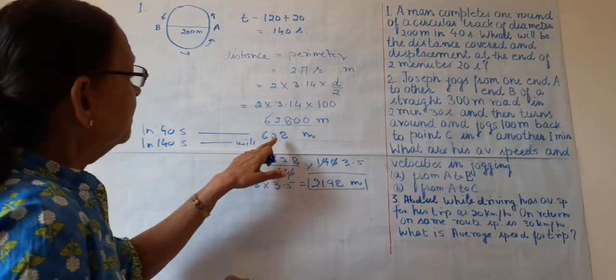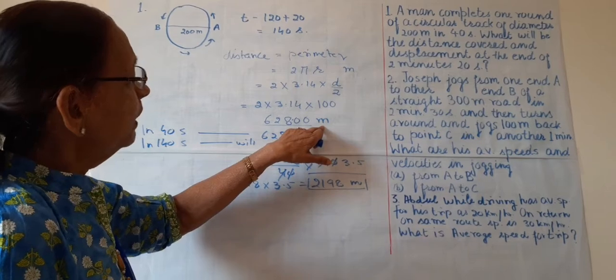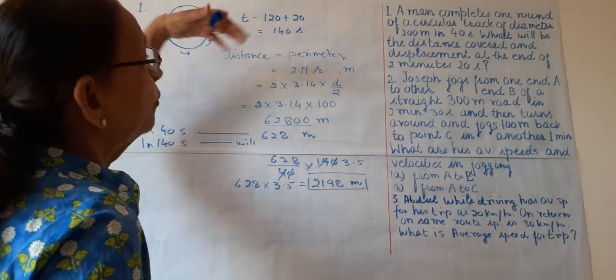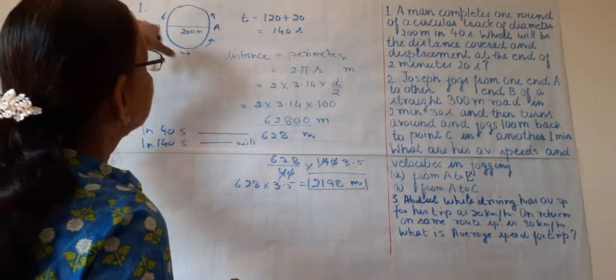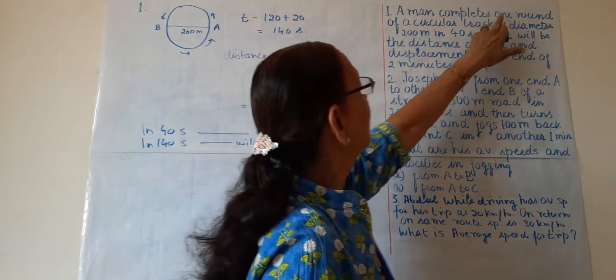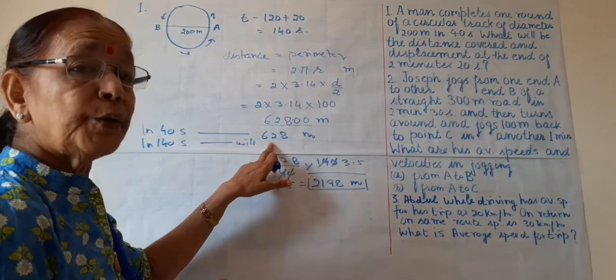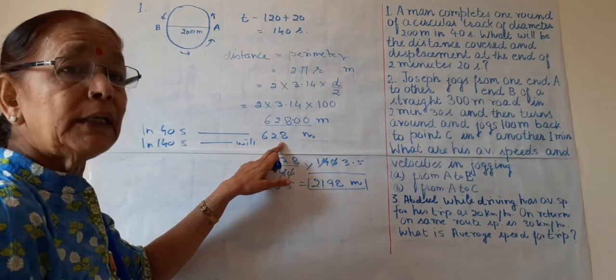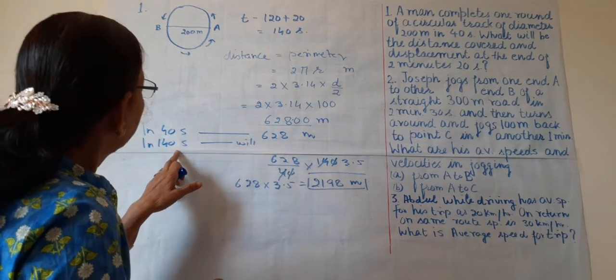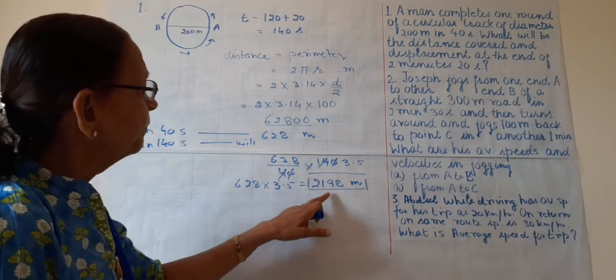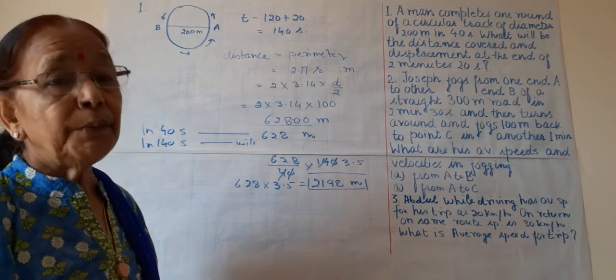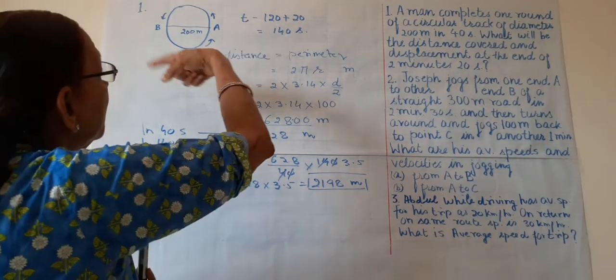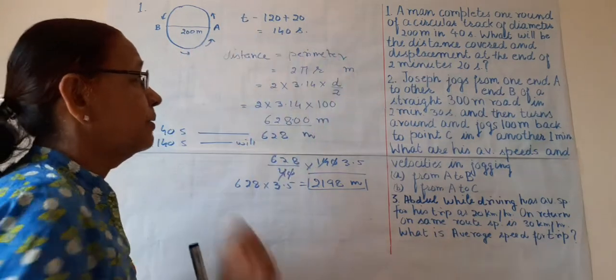In 40 seconds, he completes one round. So one round is 628 meters. So in 40 seconds, he covered 628. So in 140 seconds, he will cover 2198 meters. This is the total distance in this time.